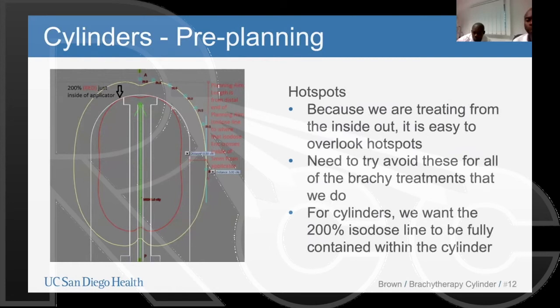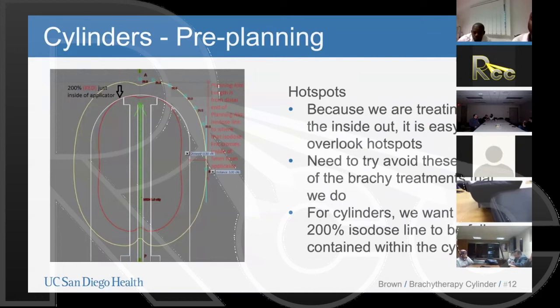Because we're treating from the inside of the tumor to outside of the tumor, as we are always doing in brachytherapy, it can be quite easy to overlook hot spots. So we're going to try and avoid that. And our rule of thumb for cylinders is that we definitely want to keep the 200% isodose line within the cylinder. And the reason we want to do that is because anything above 200% in tissue could lead to tissue necrosis. So with all of our brachytherapy applications, it's going to be really important for us to try and minimize the really, really hot spots.